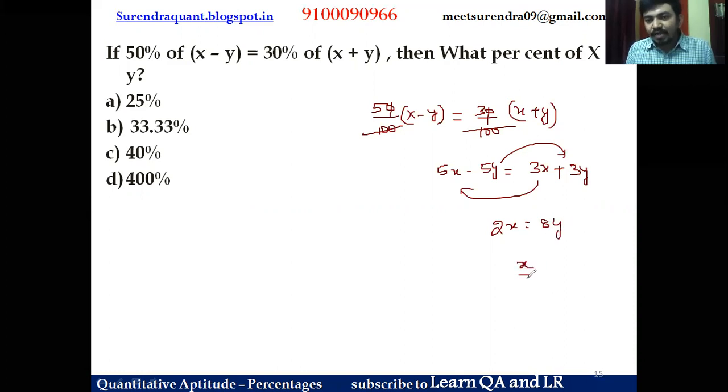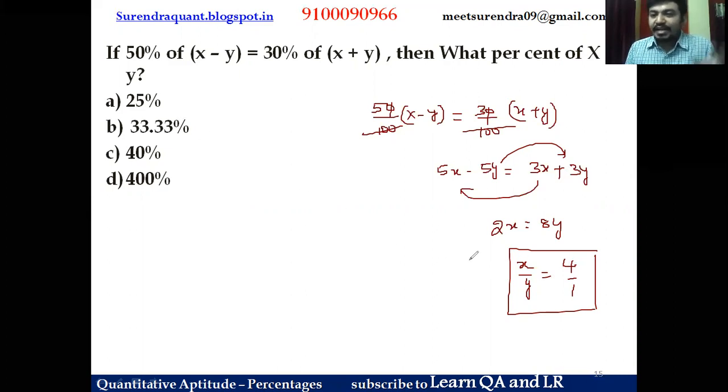So, what is the X to Y ratio? The X to Y ratio is 4:1. But what is the question? What percent of X is Y? Can you see carefully? 1/4 of X is Y, right? What is 1/4? 25%. So, the answer is D.